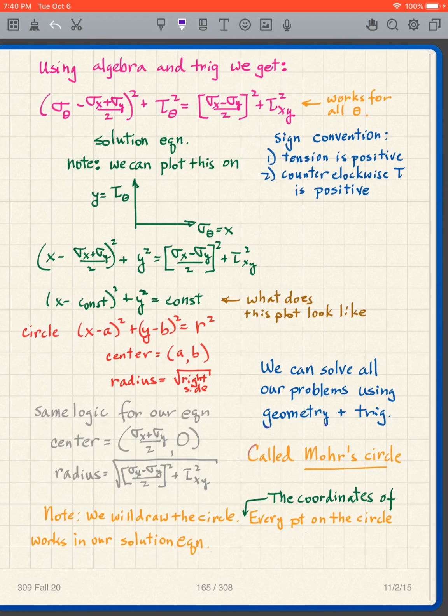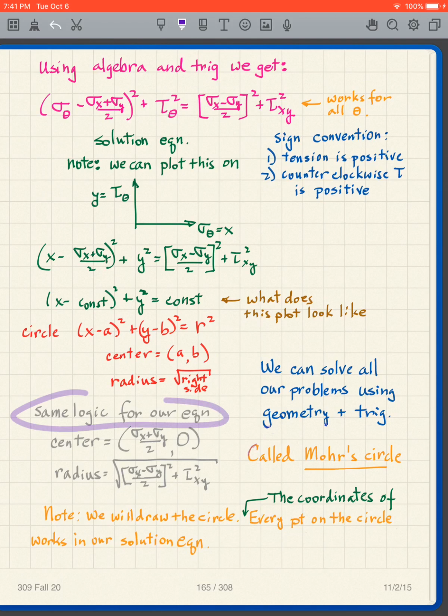So if you remember your high school trigonometry, what did we have? You had x minus a constant squared plus y squared equals a constant. Well, what does that plot look like? Well, it's a circle. Because if you remember, the equation for a circle is x minus a quantity squared plus y minus b quantity squared equals r squared. So that is the form of a circle. And note, the center of that circle was a comma b, and the radius was the square root of the right side.